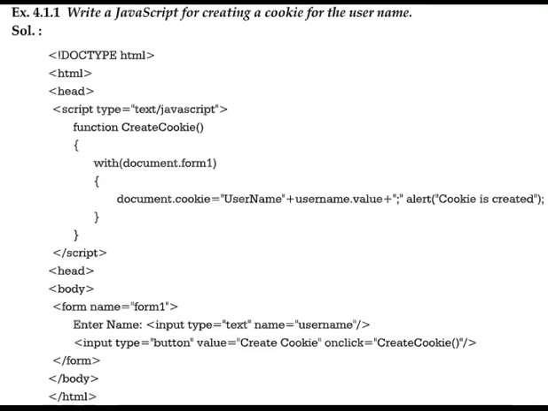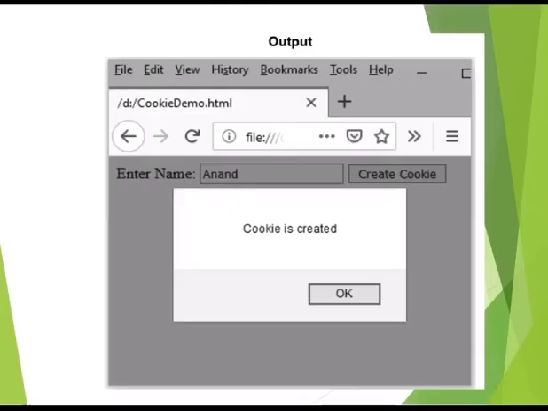On click of a button, this function will be called and it will give you the output. Now let's see the output. So this is your output. Enter name is the label, and you are entering, for example, Anand. When I click on the create cookie button, a cookie will be created. Its name will be username, its value will be Anand, and I will get an alert that the cookie is created. So this is how we create a cookie.